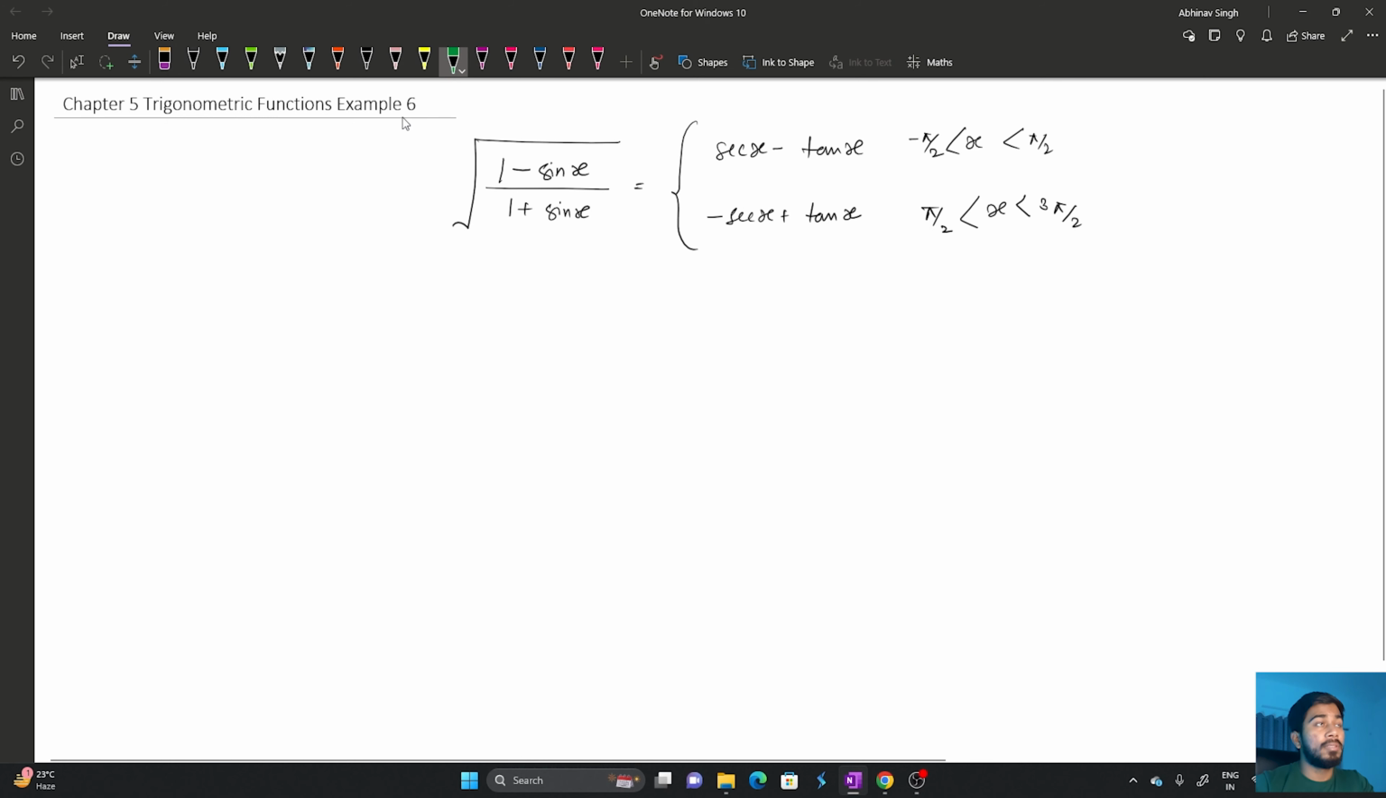Let's see this example 6. It's a very good example. So it says that under root (1 minus sin x) upon (1 plus sin x) will be equal to some value which depends on the range of x. So if x lies between minus pi by 2 to plus pi by 2, which means first and fourth quadrant, right? And pi by 2 to 3 pi by 2 means second and third quadrant.